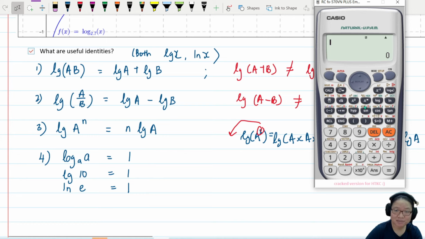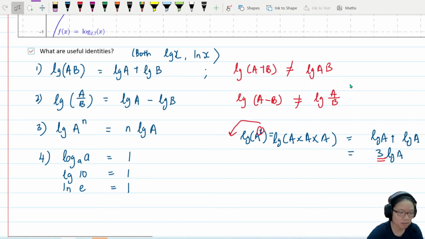You can always test. So maybe I put log 10, and I get 1, right? And if I put ln E, E, not 2.7 lah, that one is a rounded number. I get 1 also. Right, so other things about log, in case you mess up.